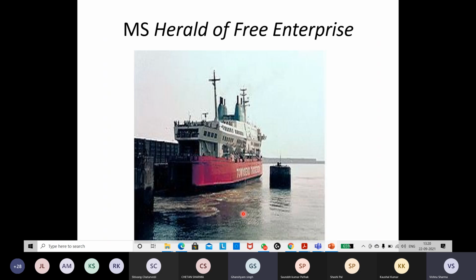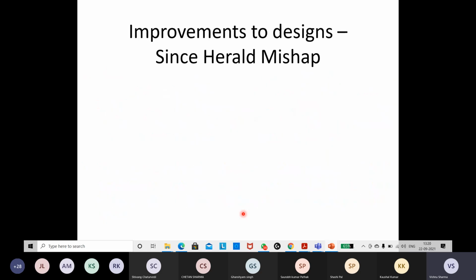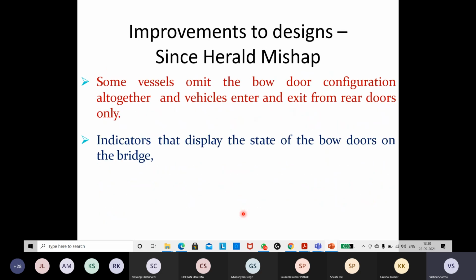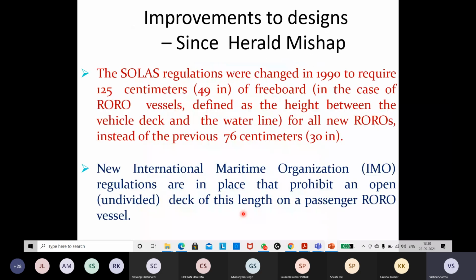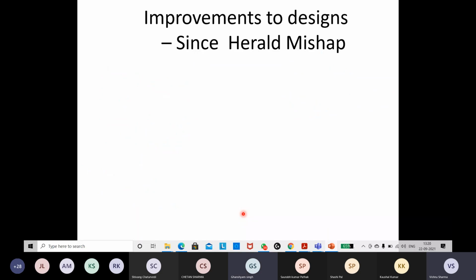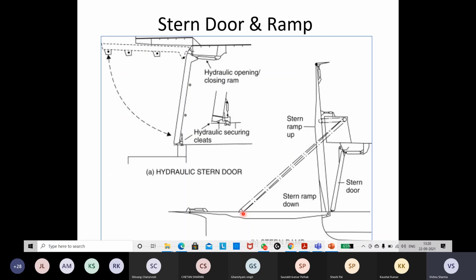बस इसके बाद ये MS हेराल्ड ऑफ फ्री एंटरप्राइज का जो एक्सीडेंट हुआ था उसके बाद कुछ चेंजेस आए थे, that I will send to you, you can go through them. इसमें कुछ ऐसा नई चीज है नहीं, so this will be part of my notes, this will reach you so that you can go through.